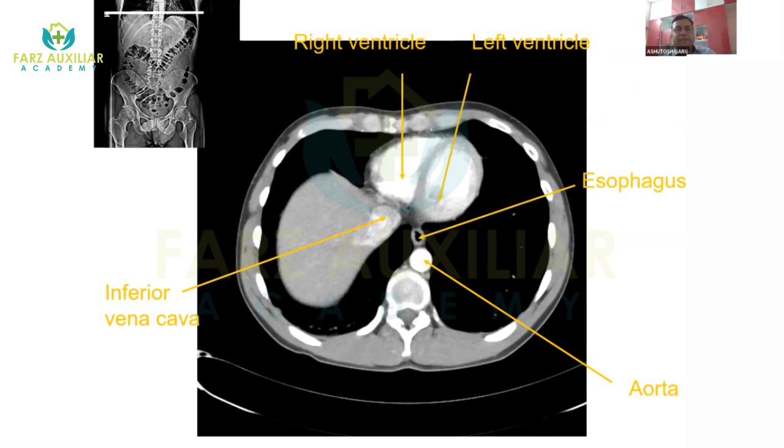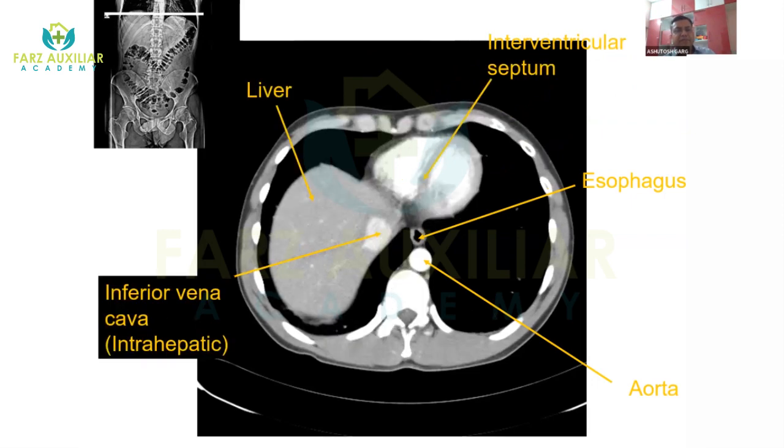Then the same structures you can appreciate: the esophagus, aorta, left ventricle, right ventricle, inferior vena cava, and the liver also you can see. So this is liver, inferior vena cava. Now inferior vena cava runs through the liver. This is an intrahepatic part of the inferior vena cava.